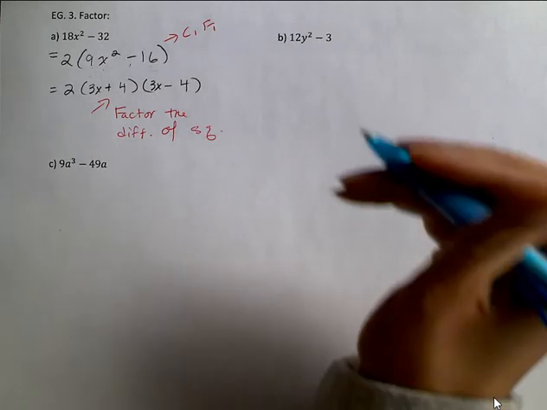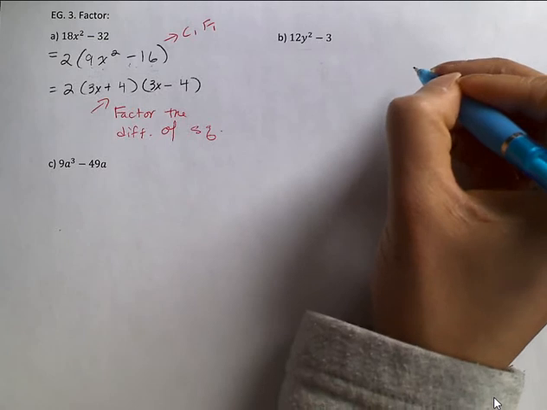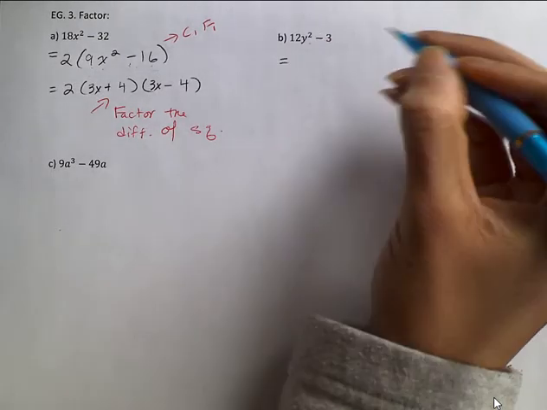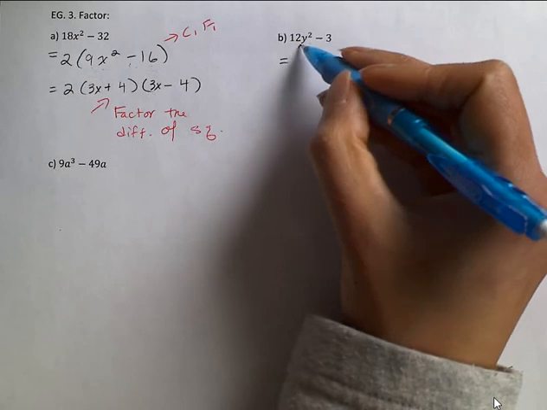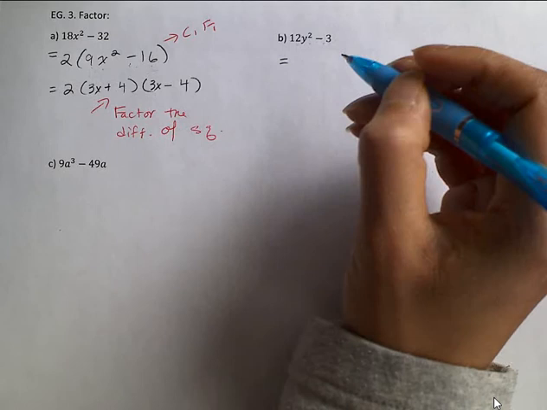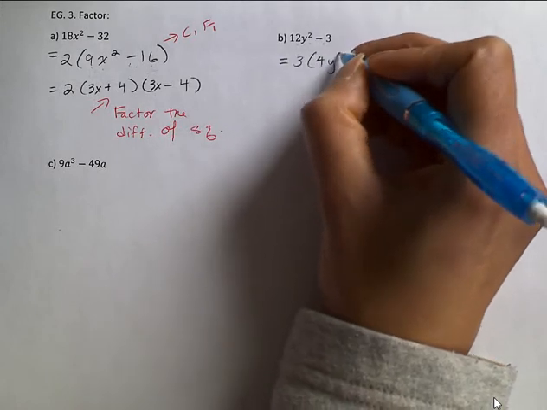Let's try the next one. Right now it does not look like a difference of squares factoring pattern, but we take a look and see if we can common factor. What's the largest common factor that goes into 12y squared and the negative 3? The answer is 3. So I'm going to factor out a 3 and I'm left with 4y squared minus 1.